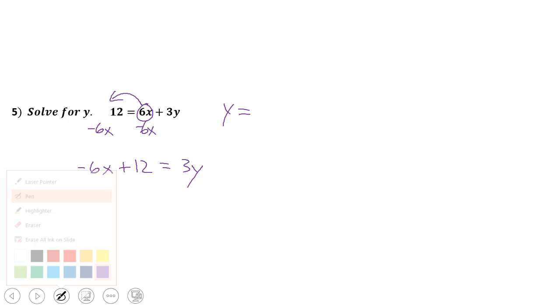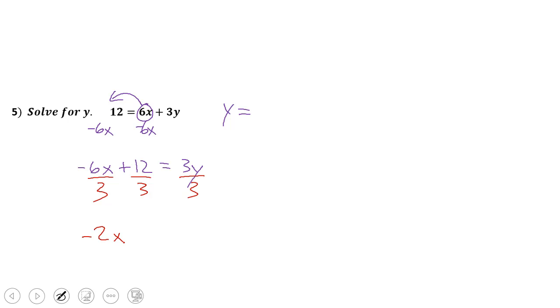Well, I'm not done. I have to get rid of that 3. So I'm going to divide. That's the inverse opposite, dividing by 3. Doing it to both sides means every single term on both sides. So the negative 6x divided by 3 gives me negative 2x. And 12 divided by 3 gives me 4. And that's equal to y. So my final answer, y equals negative 2x plus 4.